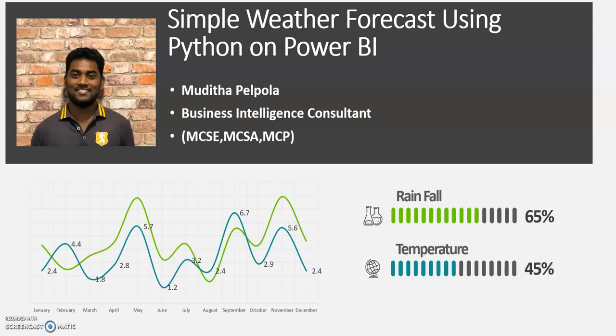Here I'm going to use Python to build the forecast model using the exponential smoothing algorithm. First, you need to install Power BI Desktop on your machine because we are going to extract that historical weather information through Power BI, and let's see how to do it.